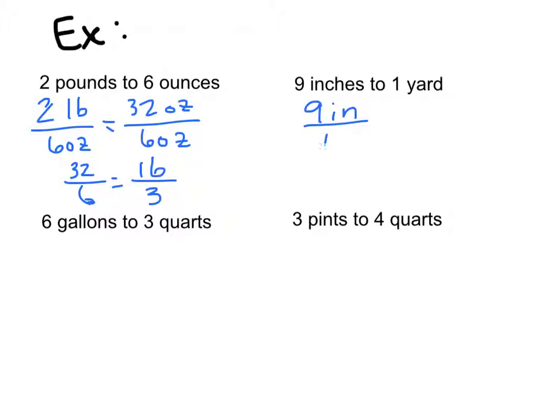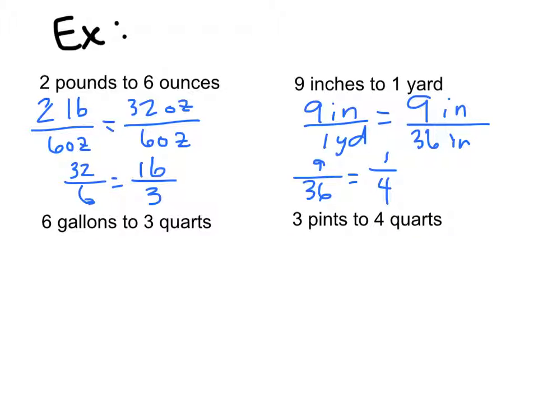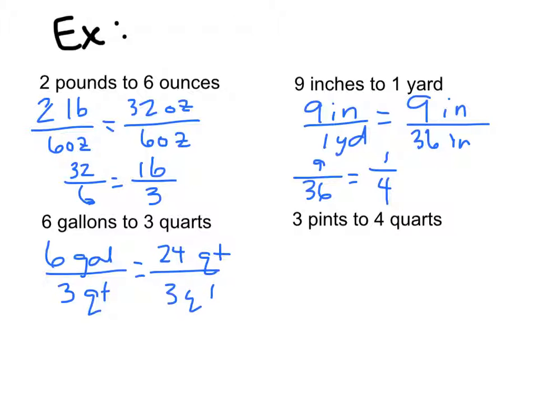So 9 inches to 1 yard. I'm going to change that yard into inches. So I have 9 inches, and 1 yard is 3 feet, and each of those feet is 12 inches, so 36 inches. Then I have 9 to 36, which I can simplify, divide them both by 9, and I get 1 to 4. 6 gallons to 3 quarts. There are 4 quarts in 1 gallon, so in 6 gallons, there's 24 quarts, to 3 quarts. So my ratio is 24 to 3, and my ratio is 8 to 1.